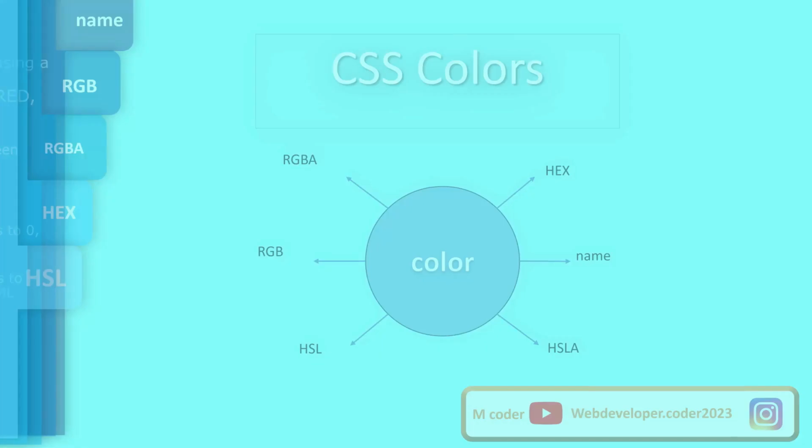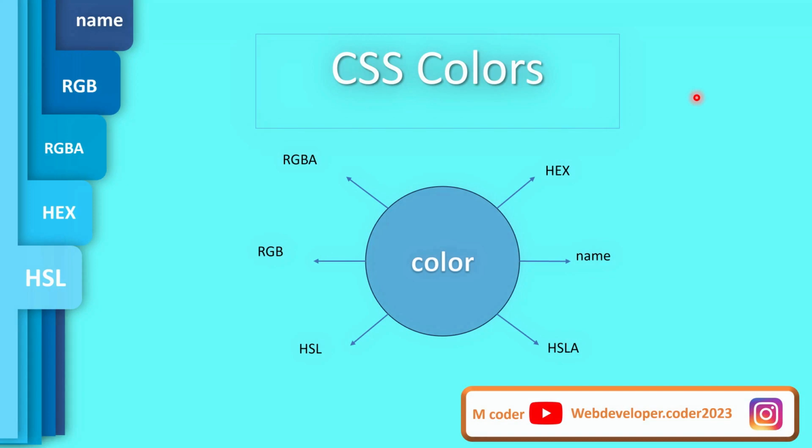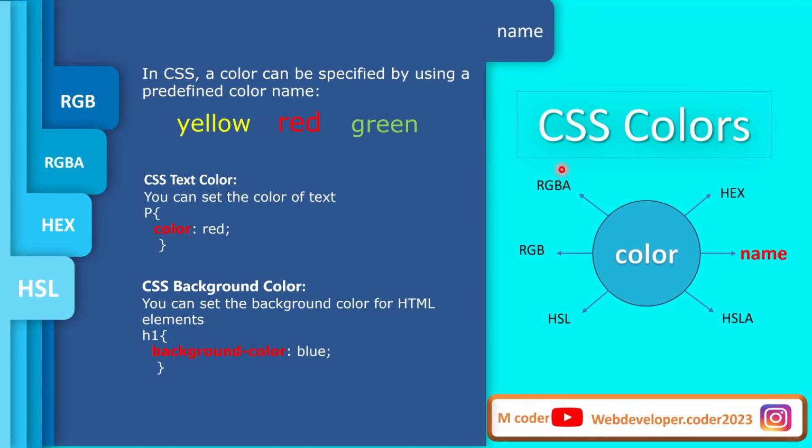In this session, I want to explain about colors in CSS so that we can fully master the subject of colors in CSS. Colors are specified using predefined color names or HEX, RGBA, RGB, HSL and HSLA. Let's check CSS color names. In CSS, a color can be specified by using a predefined color name such as yellow, red, green, blue, and so on. CSS and HTML support 140 standard color names.